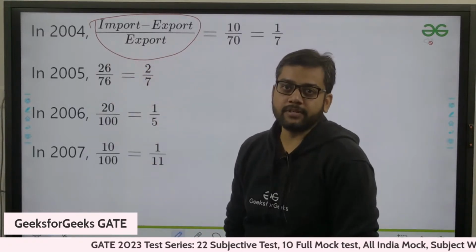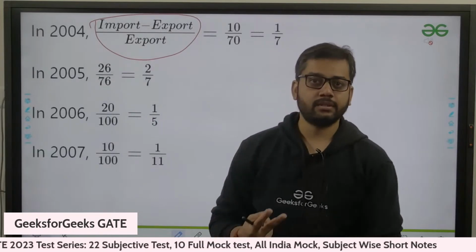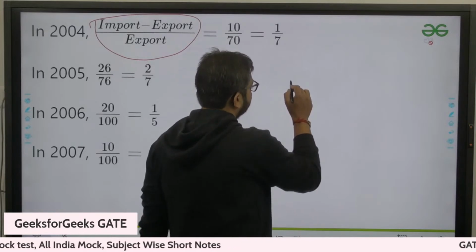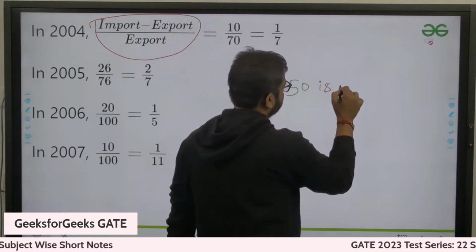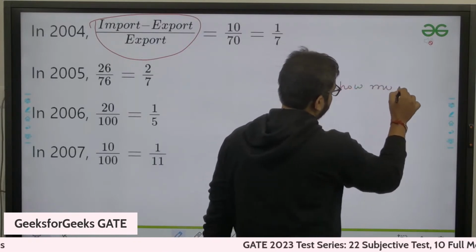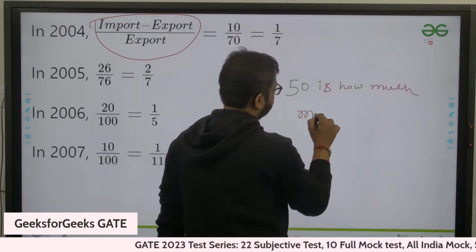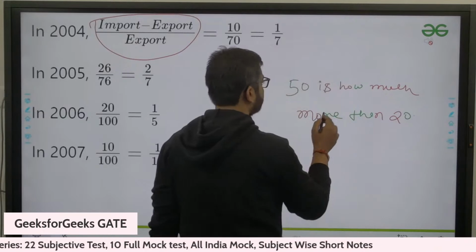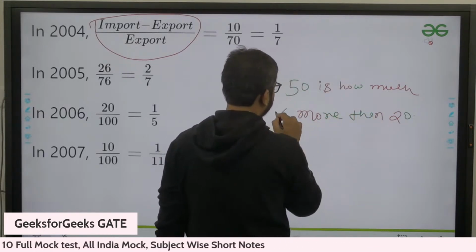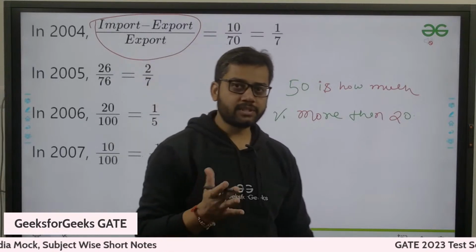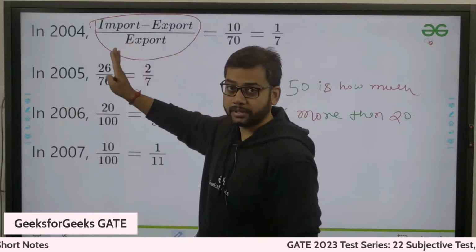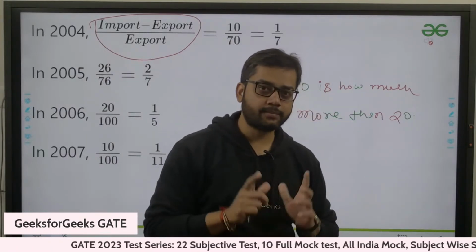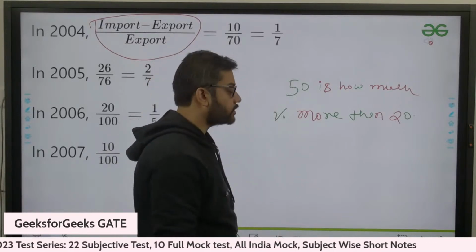In percentage, when we compare two things, suppose the question is: 50 is how much percentage more than 20. This is a basic percentage question, so don't get scared looking at it. Suppose this question is asked, it simply means, the trick is, this is the basic concept of percentage.